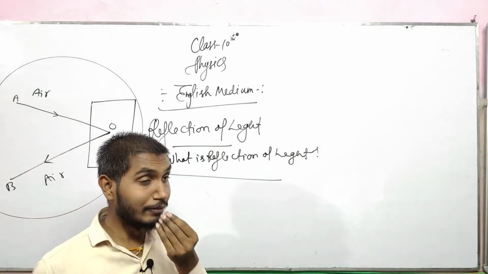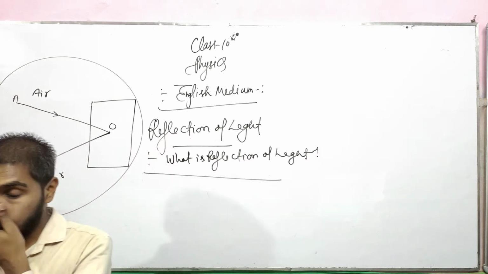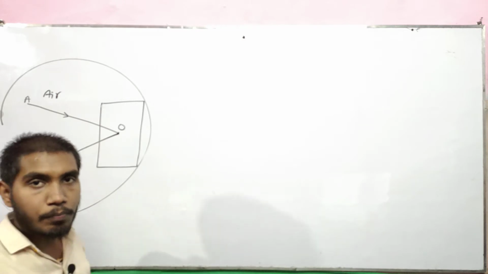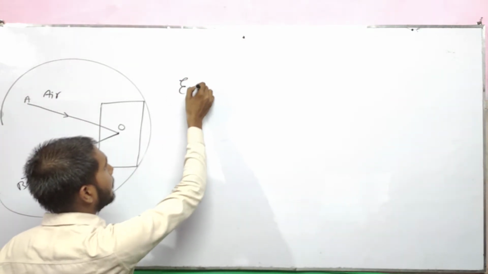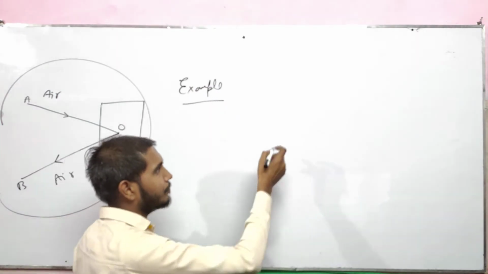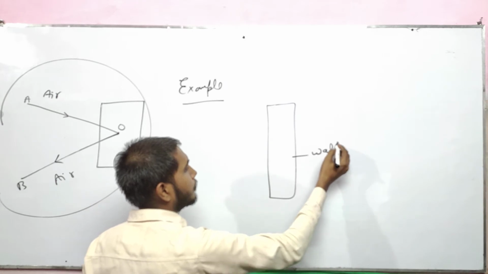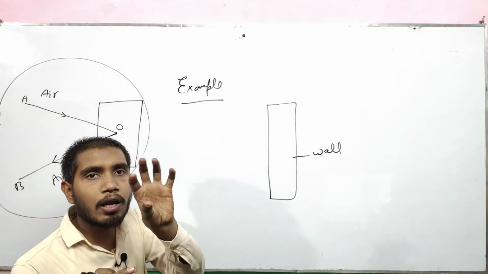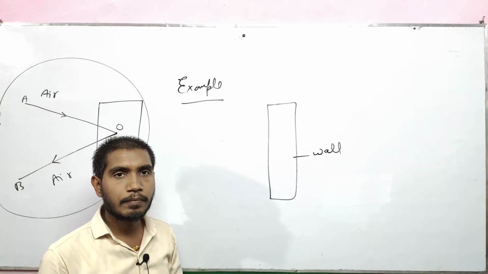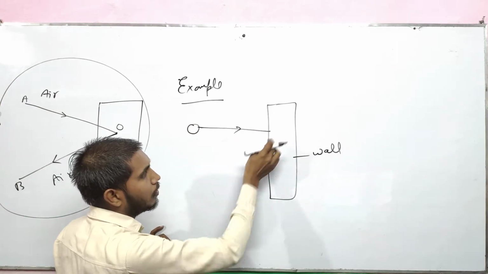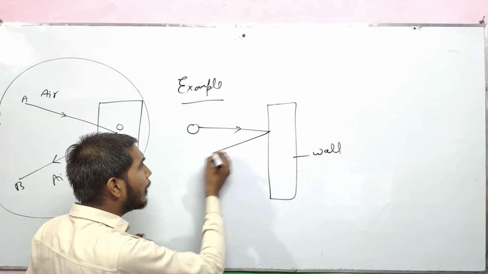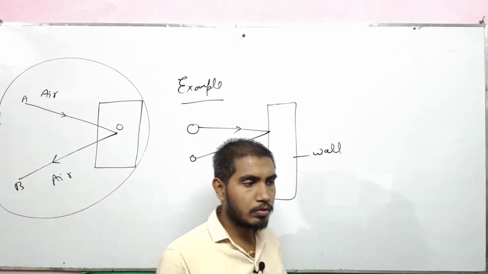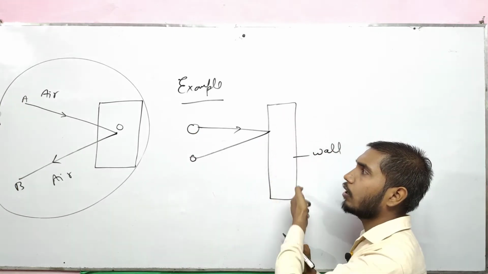Okay. Now we see an example of reflection. Let's consider this is a wall. And now try and understand. If we throw a rubber ball on this wall, the ball bounces off. So we say that the wall sends the ball back. This is the ball, thrown towards the wall. The wall sends it back.